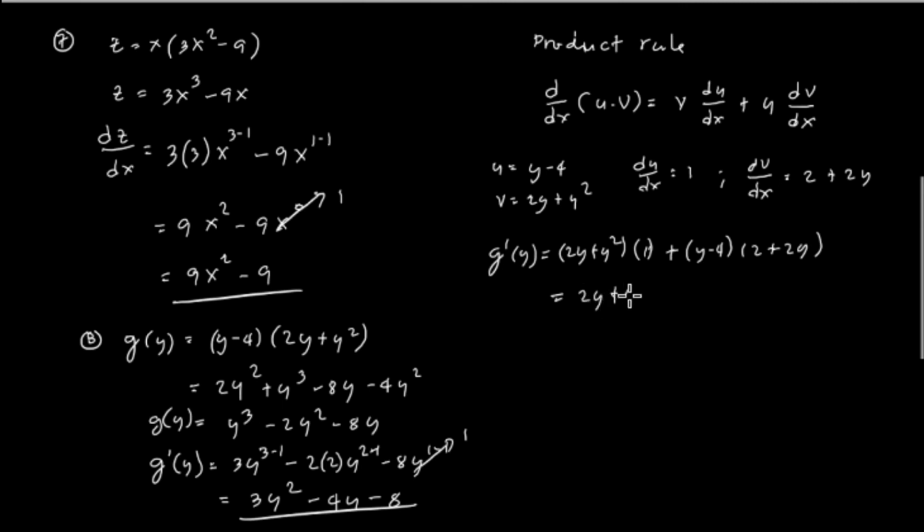So 2y plus y squared, and using the FOIL method, y times 2 is 2y, y times 2y is plus 2y squared. Negative 4 times 2 is negative 8. Negative 4 times 2y is negative 8y. Check for similar terms. Y squared plus 2y squared is 3y squared. 2y plus 2y is 4y, minus 8y is negative 4y, and minus 8. And this is our derivative based on the product rule.